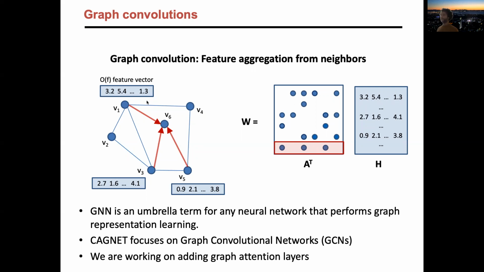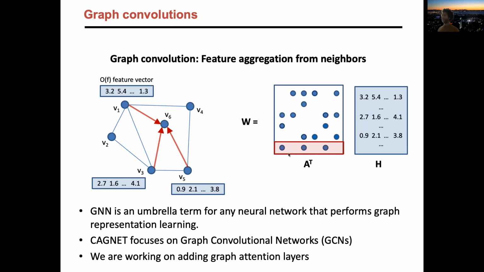Now imagine what's going on here. The feature vector of V1 is this thing that starts with 3.2. That becomes the first row of H. V3's embedding before this convolution started is this vector that starts with 2.7. That's the third entry in this vector, and the fifth entry is that. So those are the neighbors of V6.